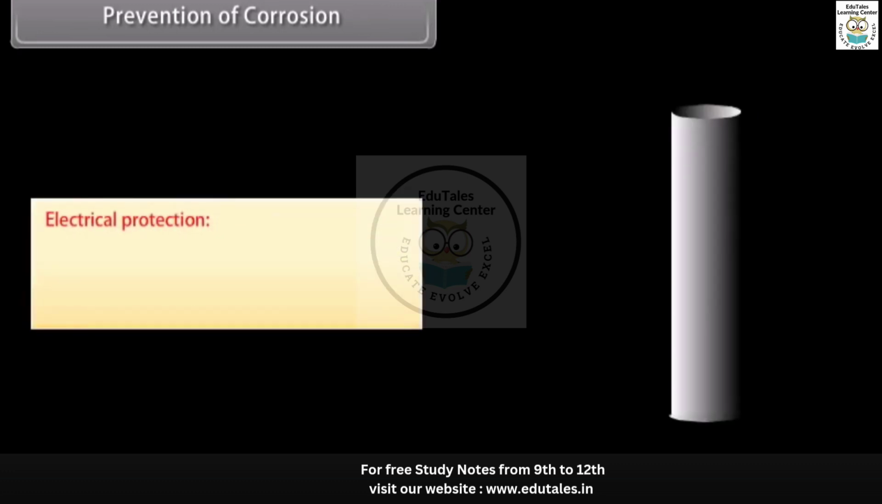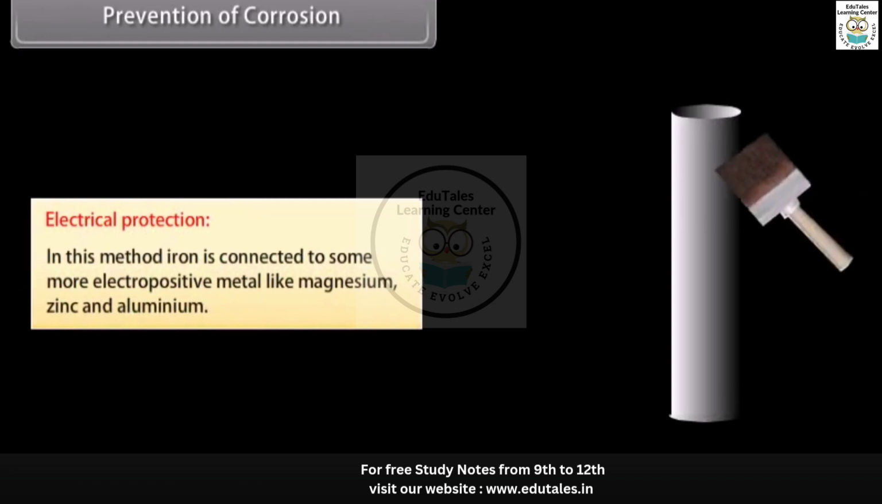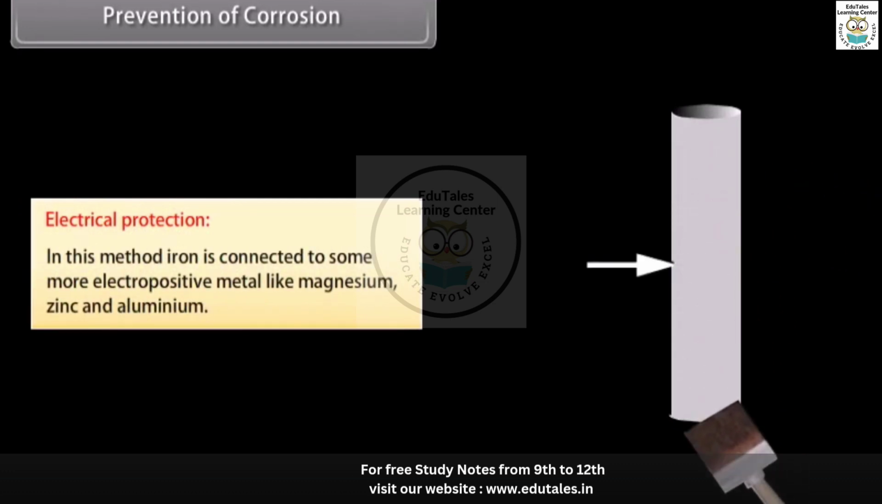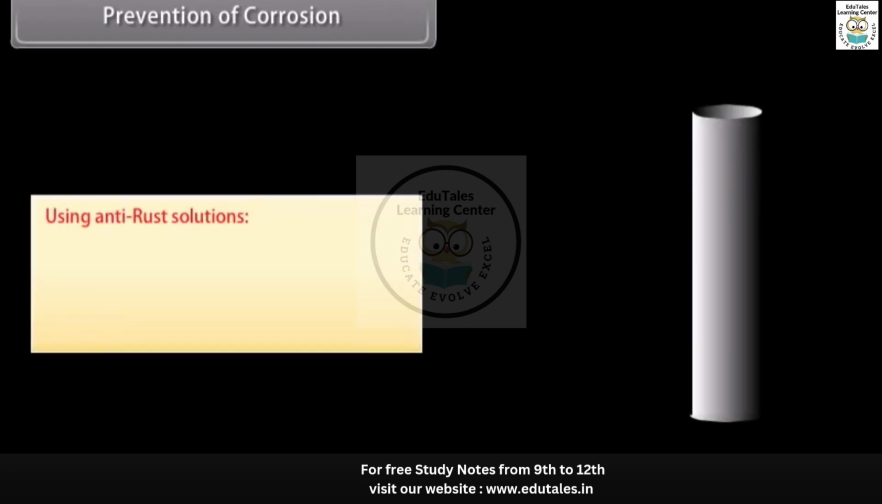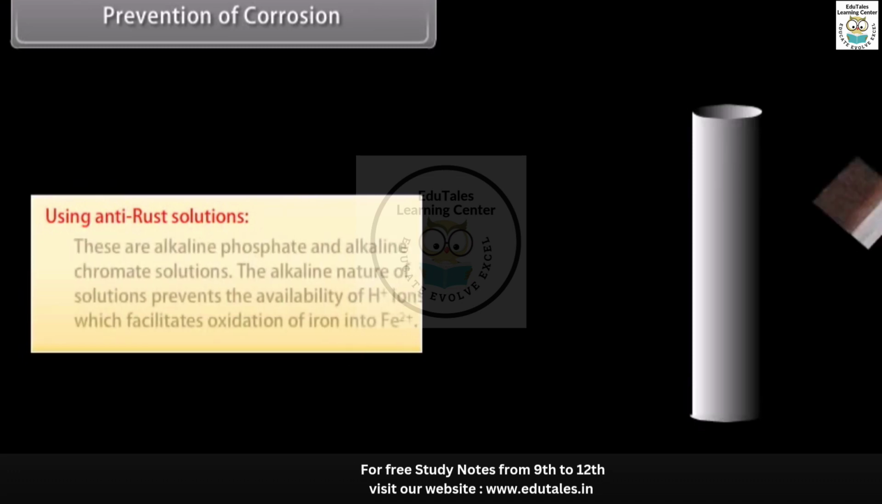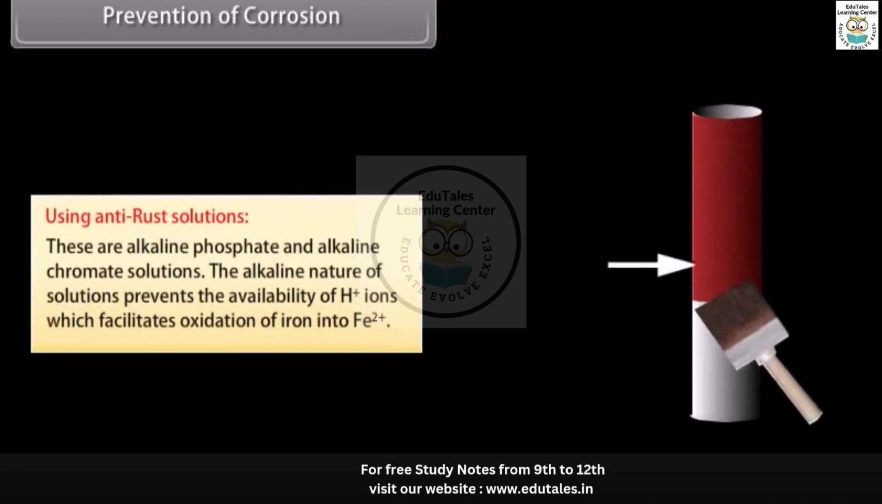Electrical protection. In this method, iron is connected to some more electropositive metal like magnesium, zinc, and aluminium. Using anti-rust solutions. These are alkaline phosphate and alkaline chromate solutions. The alkaline nature of the solutions prevents the availability of H+ ions, which facilitates oxidation of iron into Fe+2.